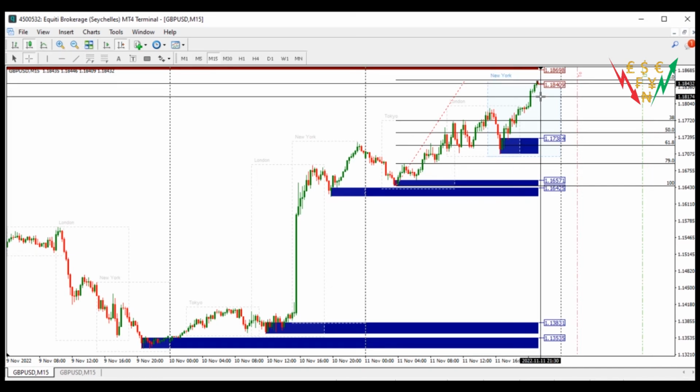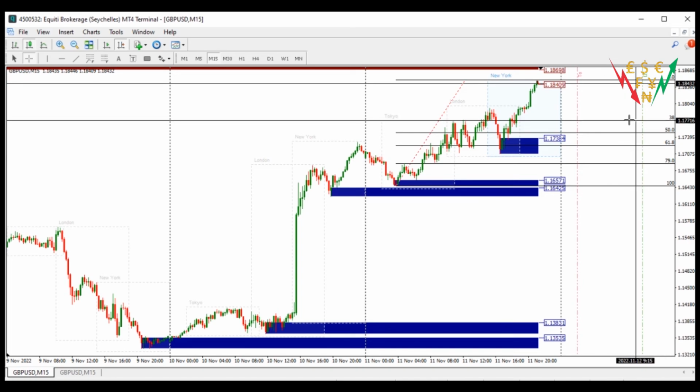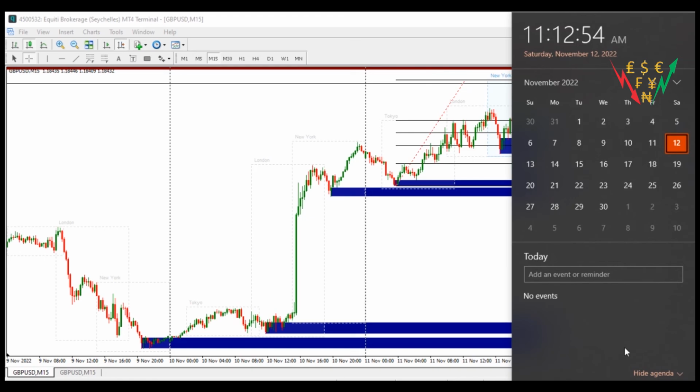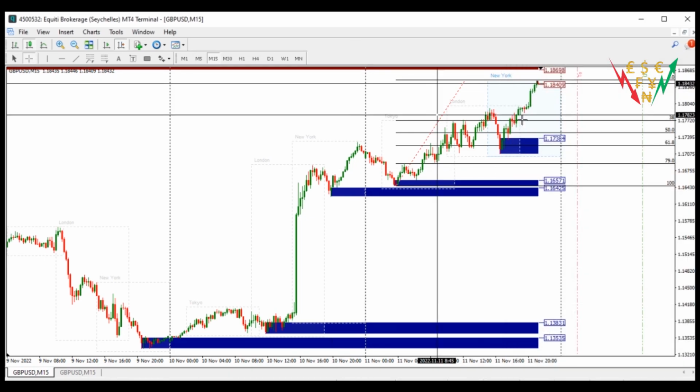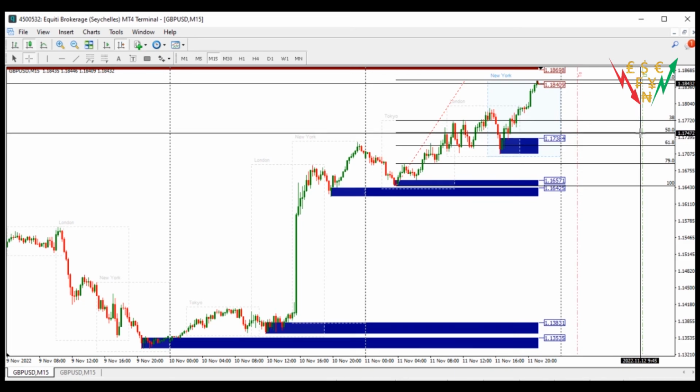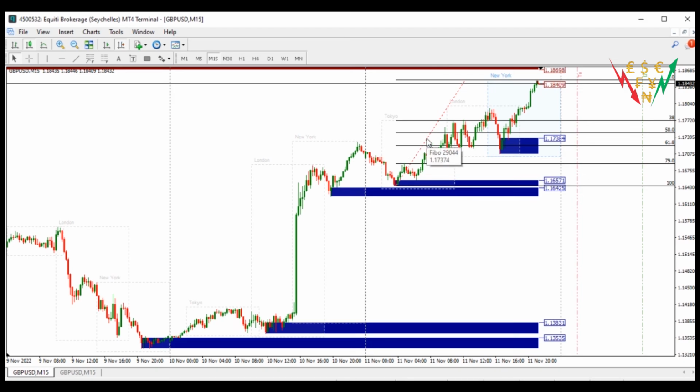But if I find the market somewhere around the 38.0 fib level on the London session of Monday, Monday being the 14th of next month, I want to push the market further to the upside and targeting just this range somewhere around here. So that's my bias. That's exactly how I look at the market, and that's how I trade it, guys.